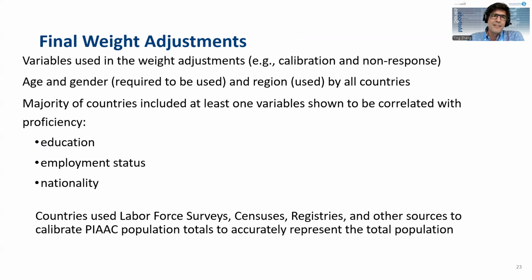So these were based on a couple of covariates. Age, gender, and region were used in all countries, and several countries also used other variables that are associated with proficiency, such as education, employment status, and nationality. Of course, your country needs to have administrative data on the level of these covariates in order to do post-stratification. But when available, it is a good variance reduction technique.